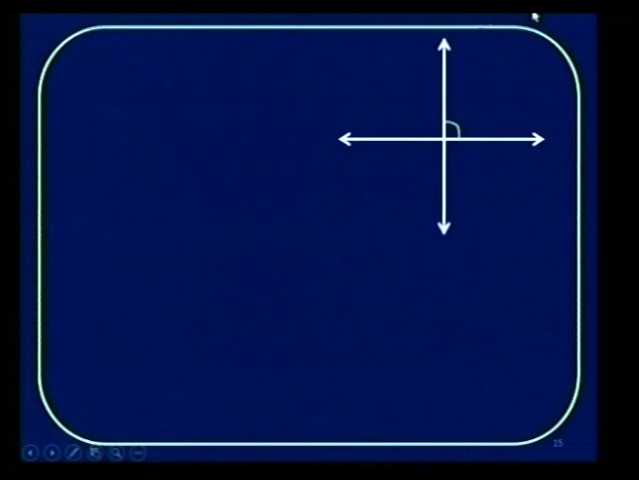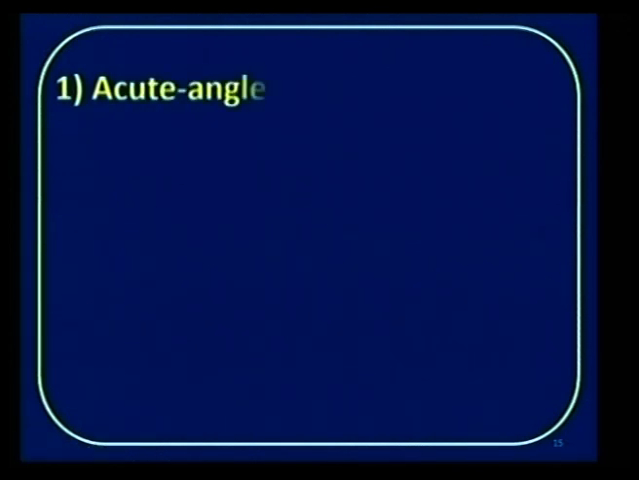Children, observe the screen here. I am taking an angle here. What is this angle equal to? 90 degrees. Now, I am taking another angle. What is this angle equal to? 180 degrees. So, you must know what is 90 degrees and what is 180 degrees to understand acute angle, right angle and obtuse angle.